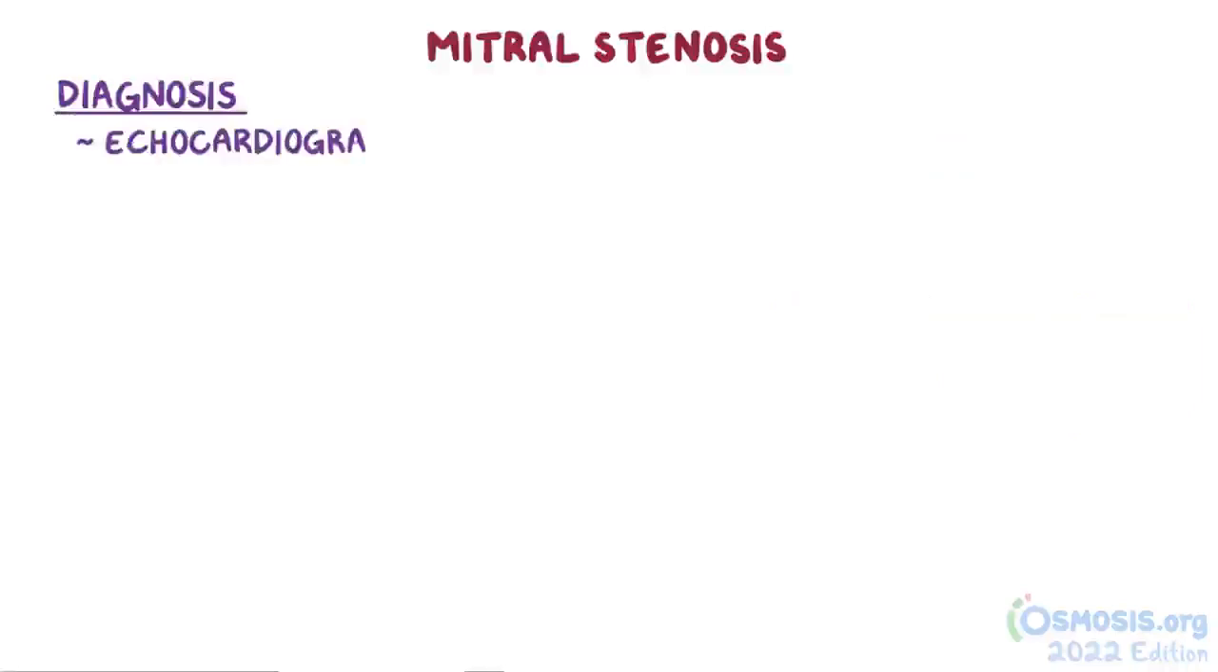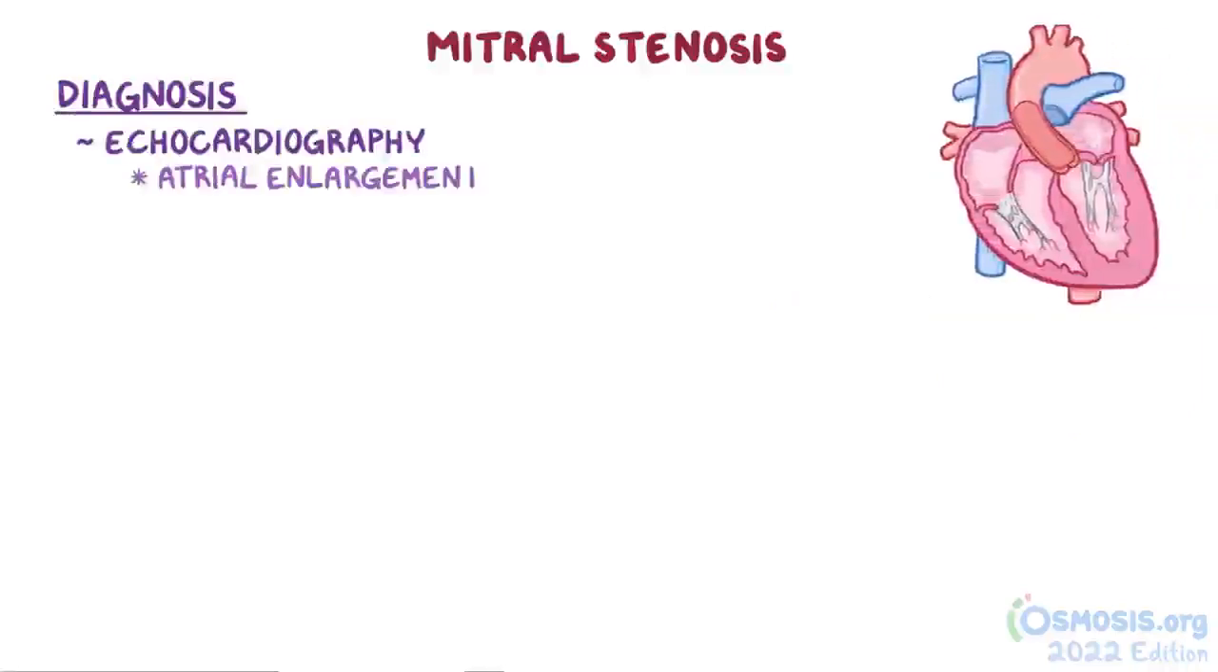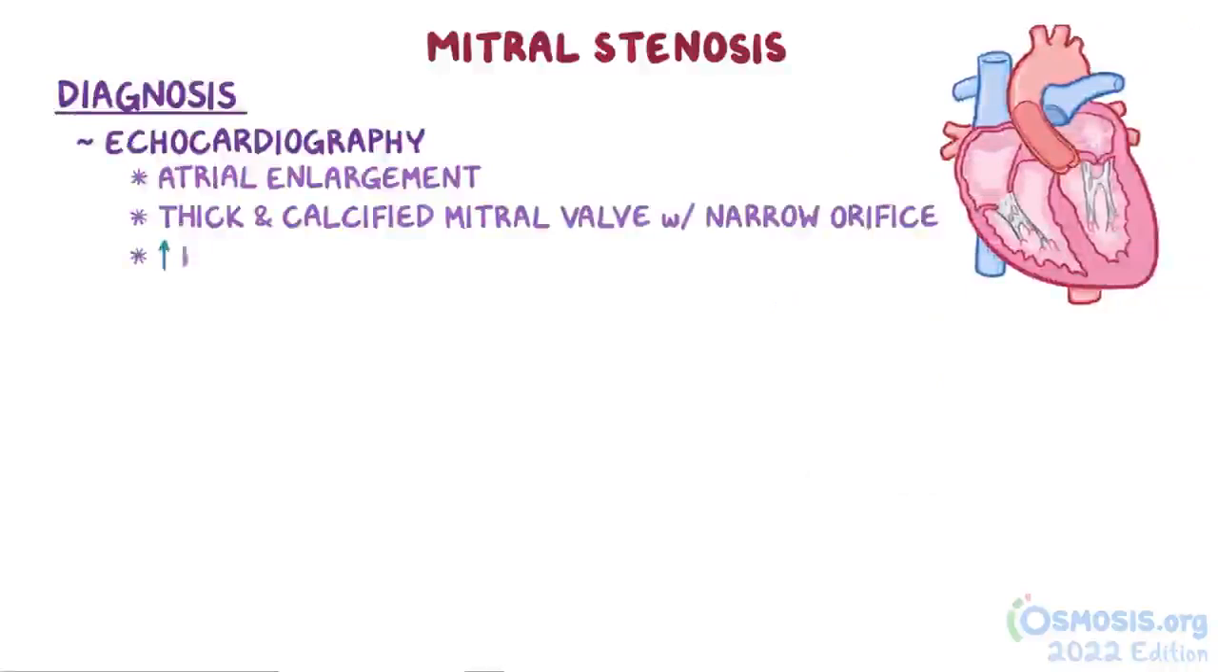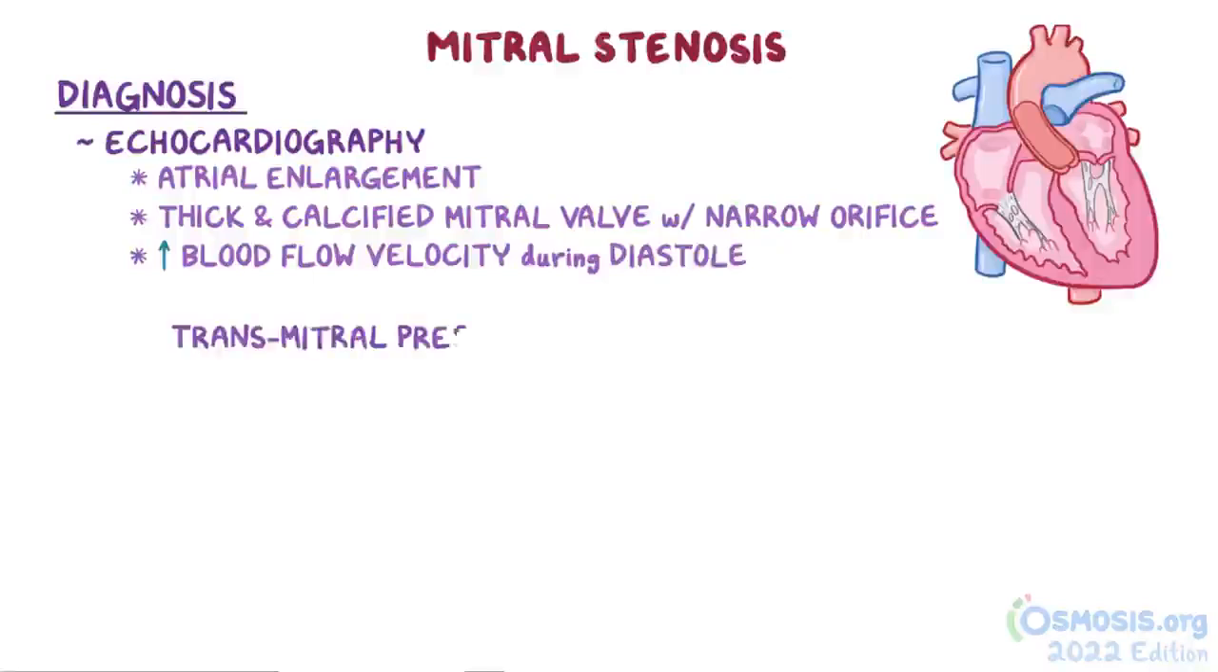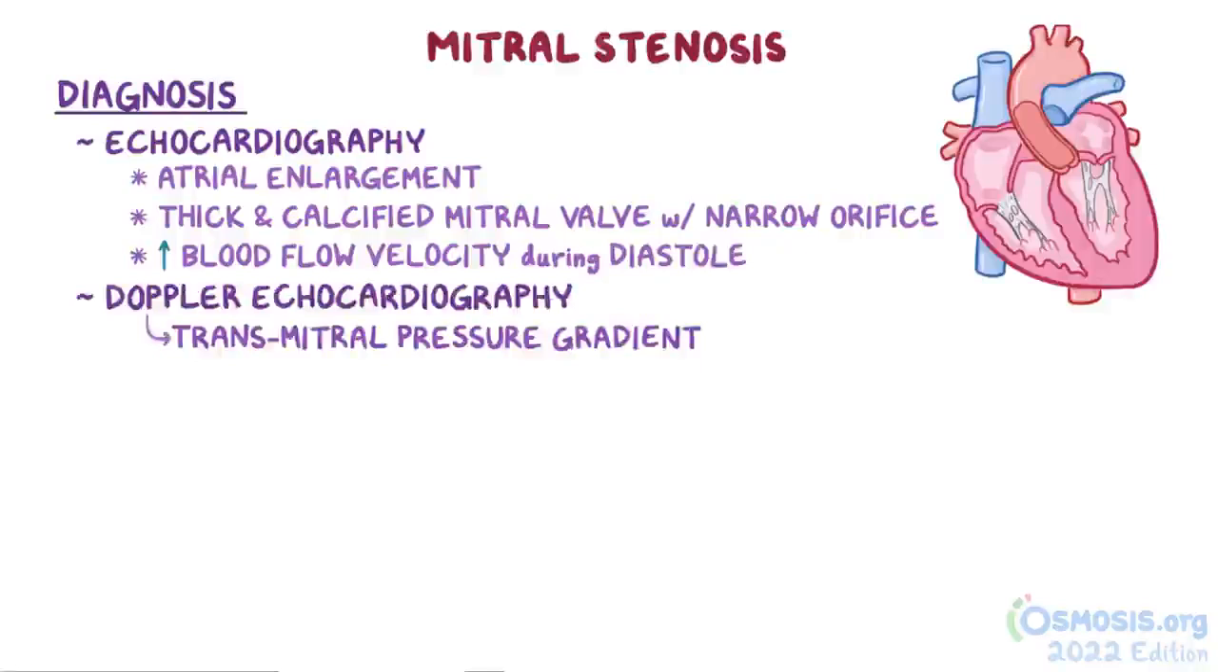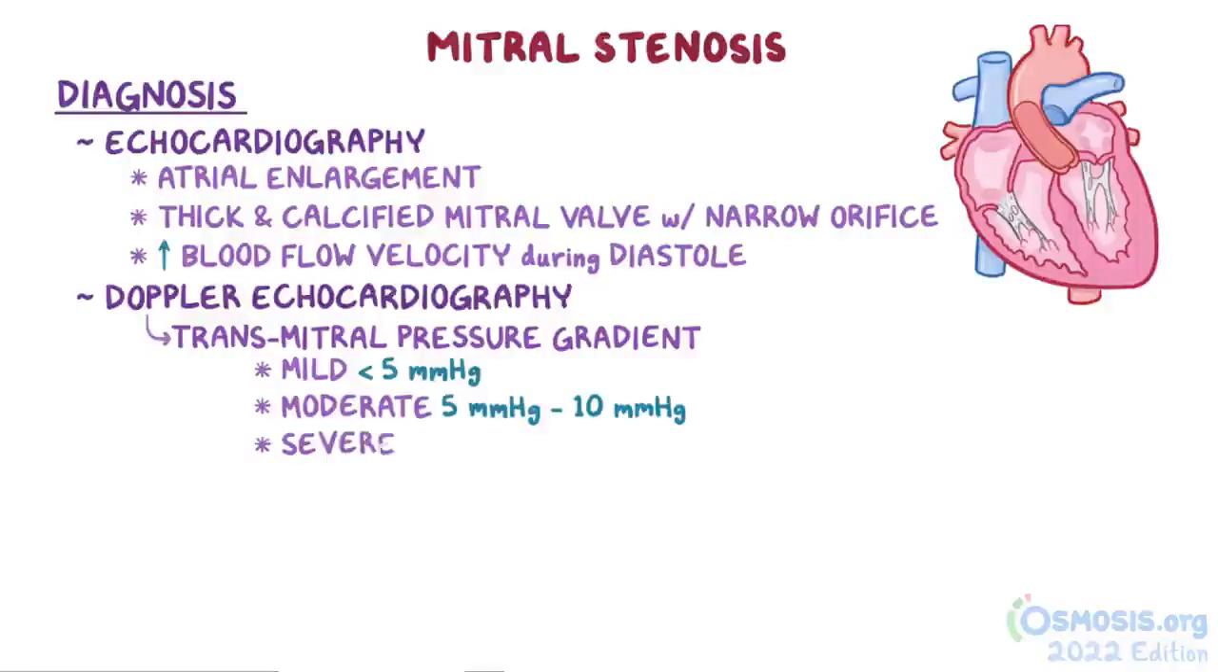On echocardiography, there's left atrial enlargement, thick and calcified mitral valve with narrow orifice, and increased blood flow velocity during diastole. The transmitral pressure gradient, as measured by Doppler echocardiography, is the gold standard for diagnosis, allowing classification of mitral stenosis as mild if lower than 5 millimeters of mercury, moderate if between 5 millimeters of mercury and 10 millimeters of mercury, and severe if higher than 10 millimeters of mercury.